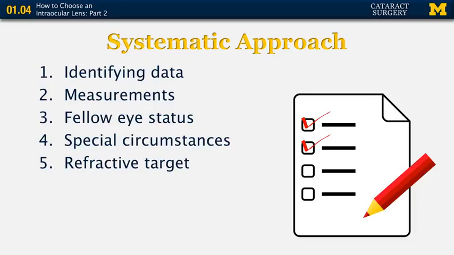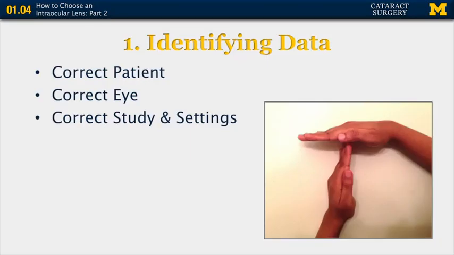sheet. Step 1 is confirming the identity of your patient and the correct laterality and the correct study and settings. This identifying data is a very easy step to do, but it's also an easy step to skip and forget. Checking and double-checking are common sense, but pressures for high volume and high-speed surgery coupled with communication error can result in implantation of the wrong IOL.